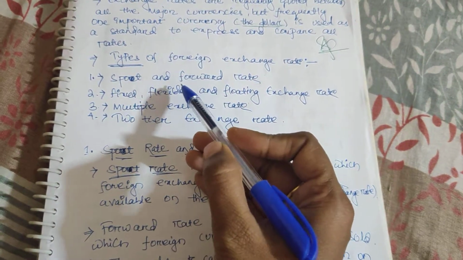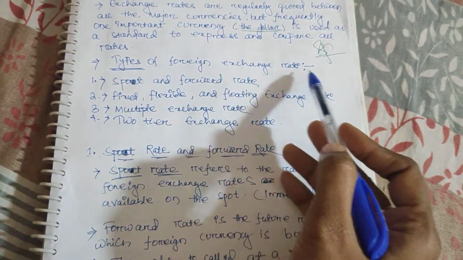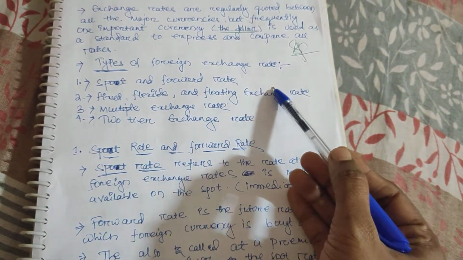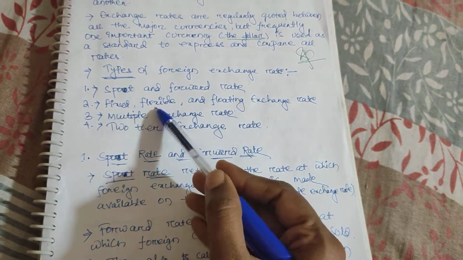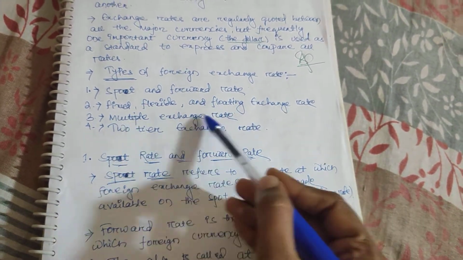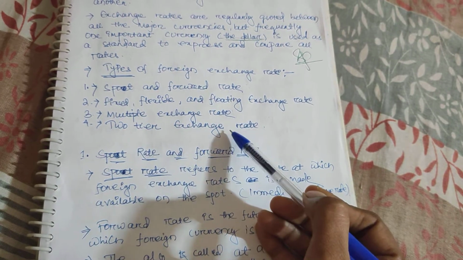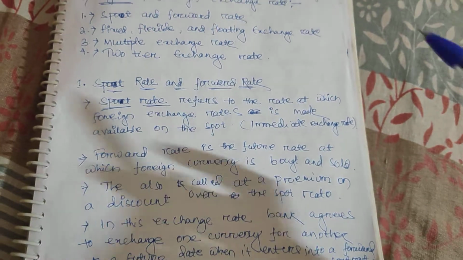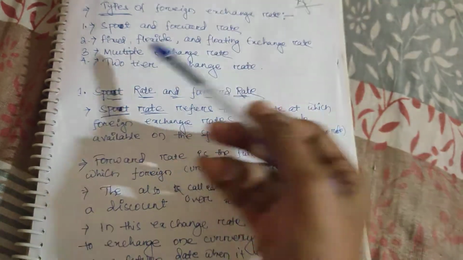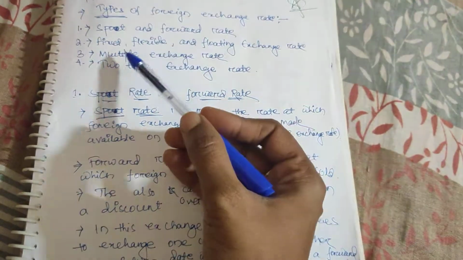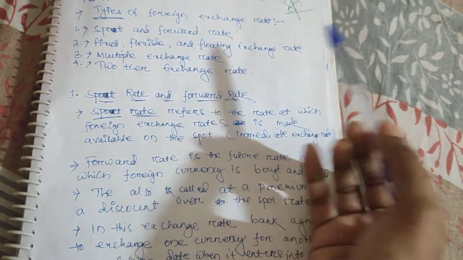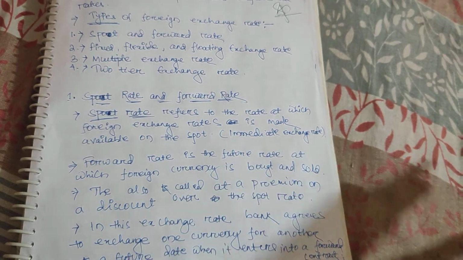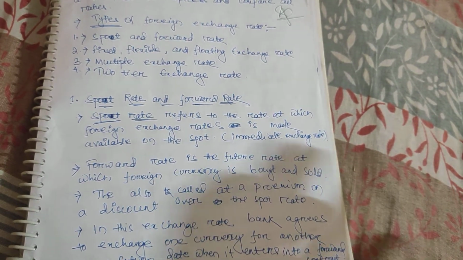Yesterday we finished our videos with the types of foreign exchange rate, and I told that basically four types are there: spot and forward rate, fixed, flexible and floating exchange rate, multiple exchange rate, and two-tier exchange rate. So one by one we will discuss. It's not that everything is very short, and definitions are there, especially fixed, flexible and floating exchange rate. It will take 1 to 2 videos for describing the importance of this type of exchange rate.